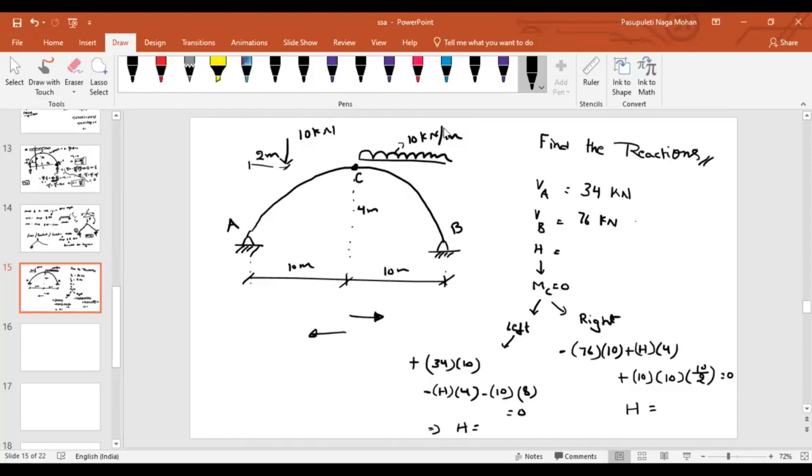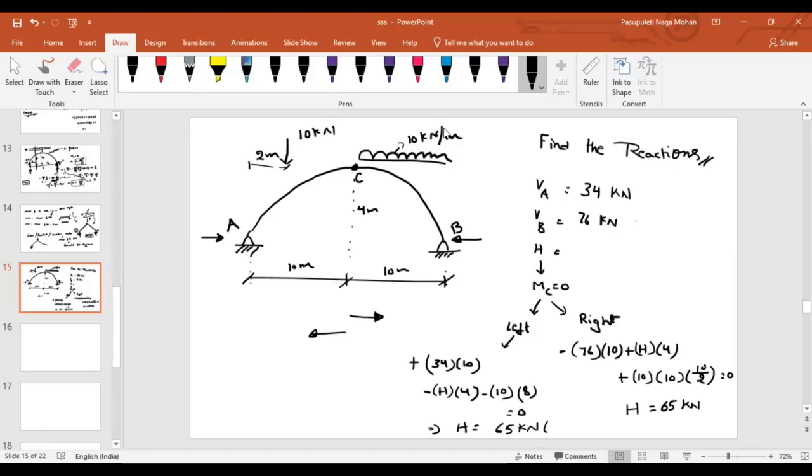65, sir. In both, are you getting 65? Yes, sir. In both, you should get 65. Obviously, here it will be in the right side direction. Here it will be in the left side direction. Right. These things did not take much time. It's much easier.